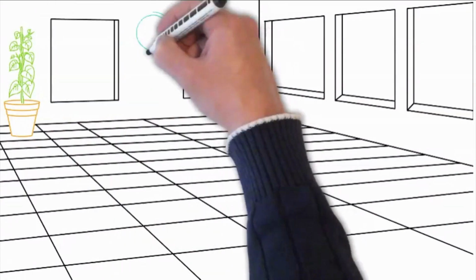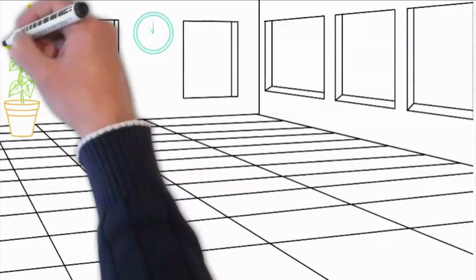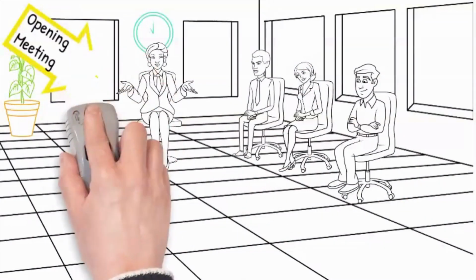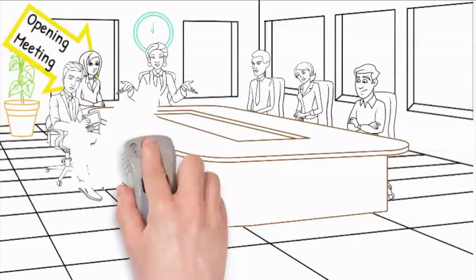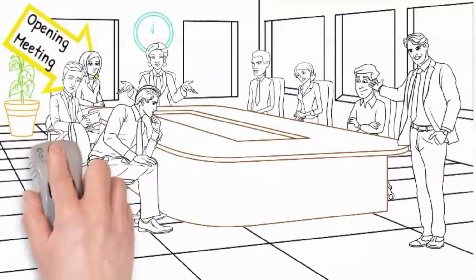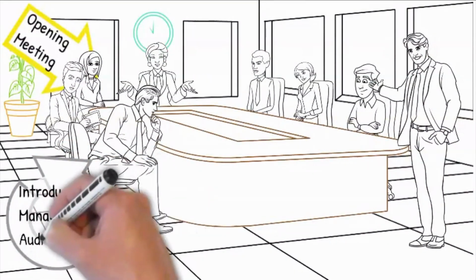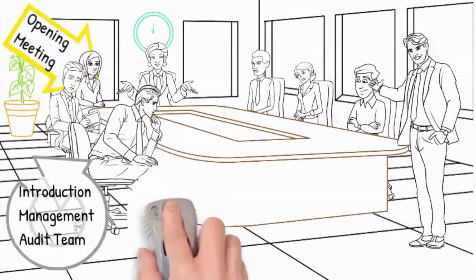The opening discussion takes place with the management of the organization to be audited. The management of the organization and the auditors introduce themselves. The lead auditor explained their roles in the audit. The contact personnel between the audit team and the organization to be audited are specified.